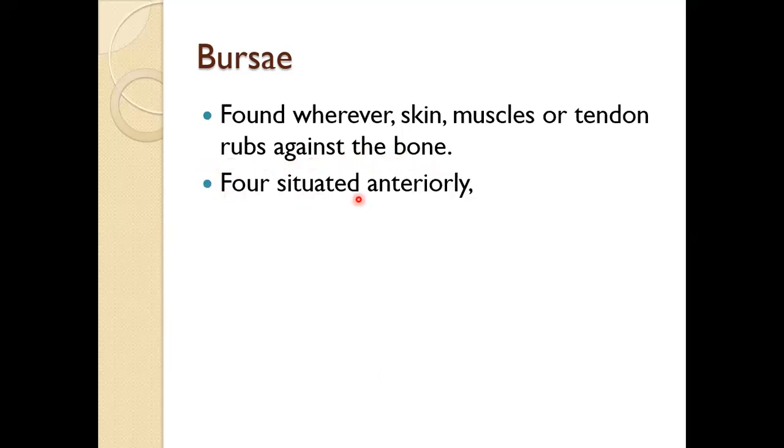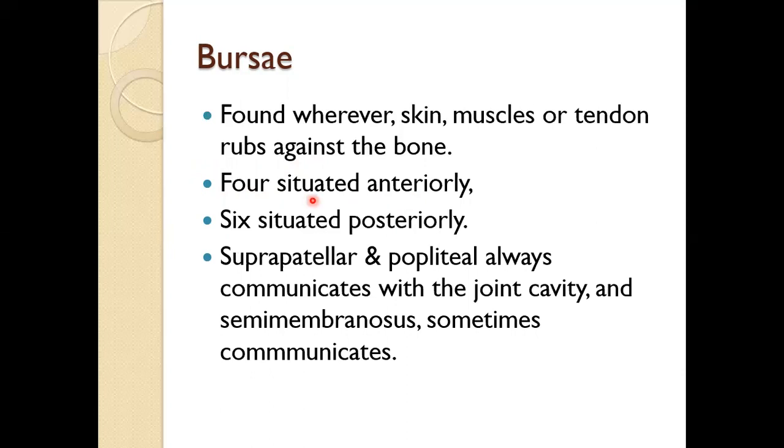Now in the knee joint, 4 bursae are situated anteriorly and 6 are situated posteriorly. 10 important bursae are present in relation to the knee joint, in which 4 are anterior and 6 are posterior. Now it is noteworthy that the suprapatellar and the popliteal bursae were formed by the outpouching of the synovial membrane through the deficiencies in the walls of the capsule. These two bursae are always communicating with the joint cavity, right? While the semimembranosus bursa sometimes communicates, while sometimes it doesn't communicate with the joint cavity proper.